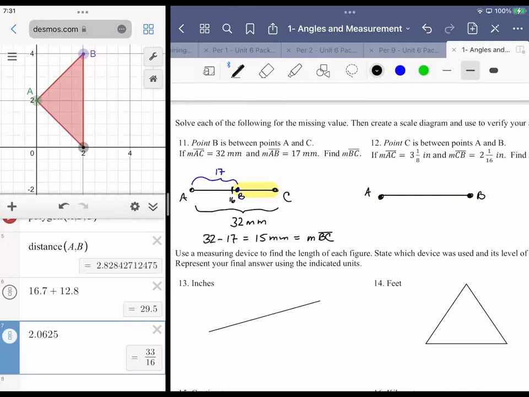So they're saying from A to C is 3 1/8, and C to B is 2 1/16, right? And C is somewhere in this vicinity, right? So 3 1/8 is a little bit bigger than 2 1/16. So if I'm placing C, I would want to go a little bit more than halfway. So this one is the 3 1/8, and this is the 2 1/16. We just need to add those together, right? So we know that the 3 and the 2 added together is going to give us a 5.